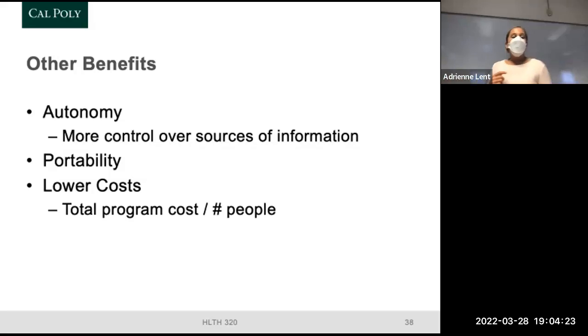And there's a cost component that we should think about too in terms of that benefit. When you're looking at the program costs divided by the number of people, so the cost per person, that number goes down as you increase the number of people who you engage in that program. So there's also a cost benefit here as well.